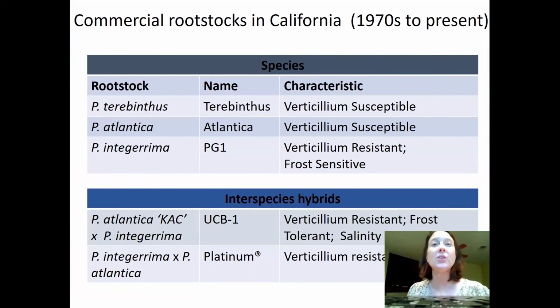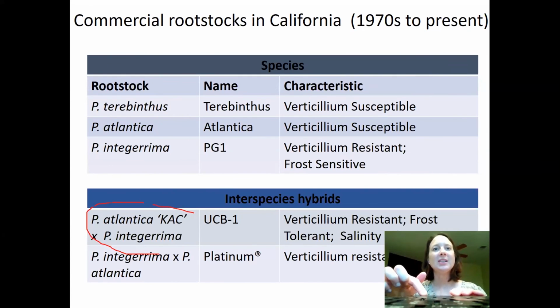Here's a list of the commercial rootstocks that have been used in California from the 1970s to the present. In the early part of the industry, as I mentioned before, we used Pistachio terebinthus and Pistachio atlantica, but they lost favor due to their susceptibility to verticillium. Pistachio integerrima saved the day because it was verticillium resistant. The problem is it's a bit more frost sensitive, and it didn't allow acreage expansion into the cooler areas. We now have these interspecies hybrids that are utilized in the nursery trade today. One is UCB1 and the other is Platinum.